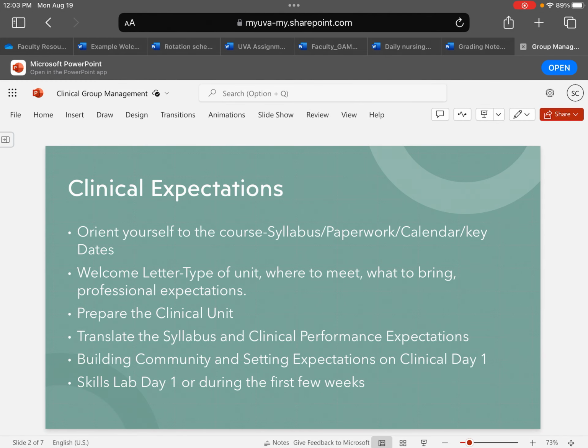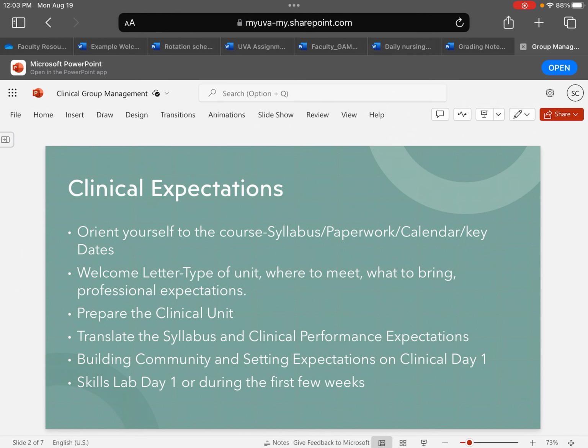So the welcome letter usually goes out about a week before our clinical rotation starts. Sometimes if I give them a lot of preparation work, I'll send it out even sooner than that. And I usually give them 2 weeks to get that ICU readiness document done. That's kind of helping them get to know their unit, feel more confident in their unit.